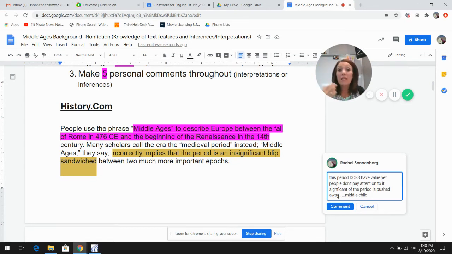Okay. That's my inference. It doesn't say people don't pay attention to it. It doesn't say people disregard it, but that's the feeling that I get, that this period has much more significance and value than we typically think. So I'm going to hit the comment.